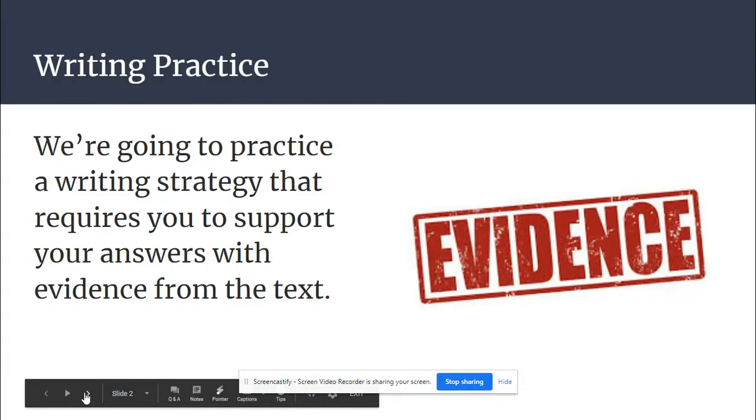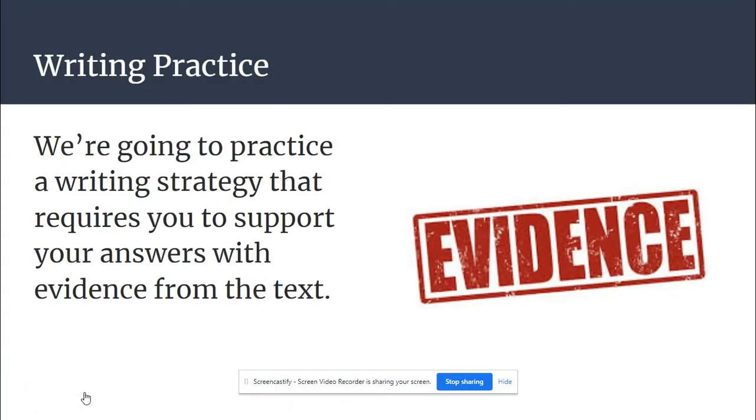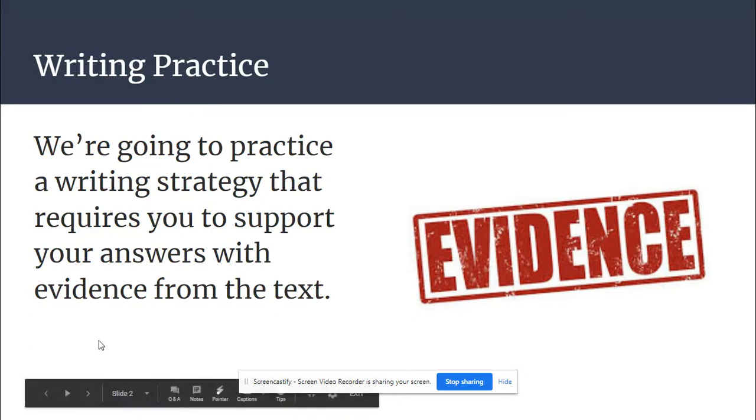And what we're going to be doing is practicing writing. So we are going to be practicing a writing strategy that requires you to support your answers with evidence from the text. This is a really important strategy to have when you are going to high school, because in high school, all of the writing that you're going to be doing requires you to support claims with evidence. And I know this is something that you've probably worked on in Mr. Schneider's class this year, but it's always good to get a little extra practice, especially with high school on the horizon.